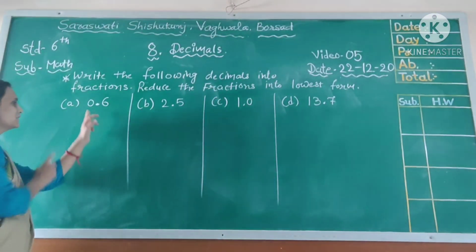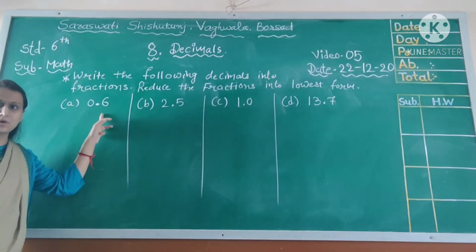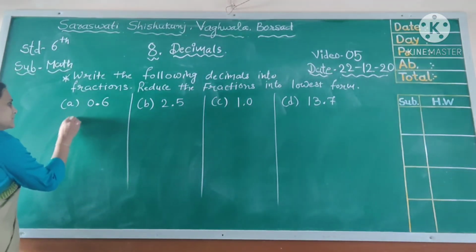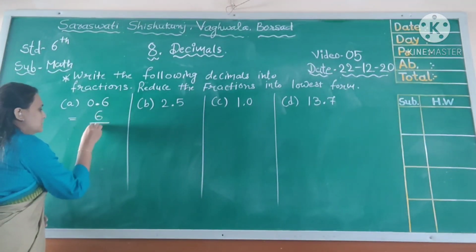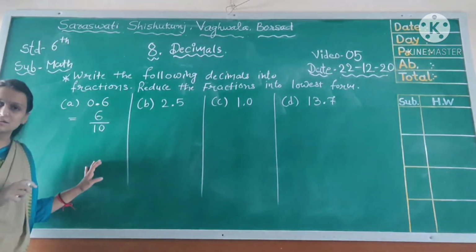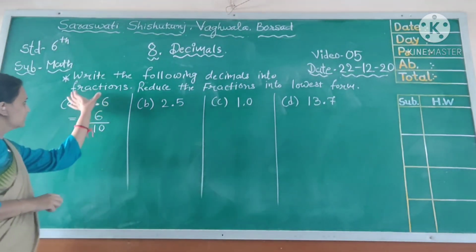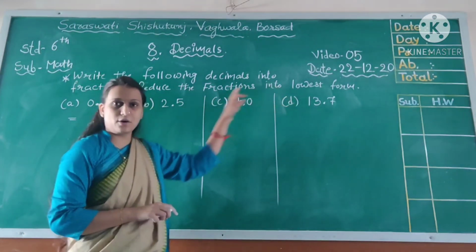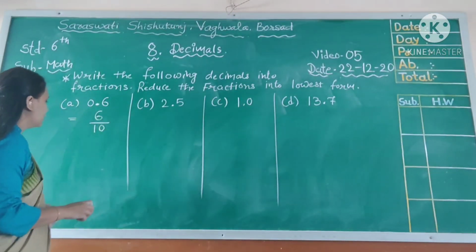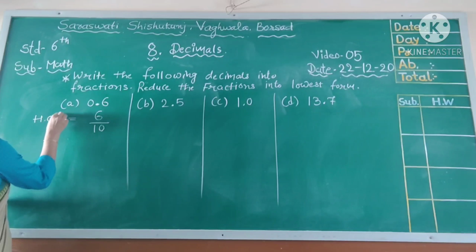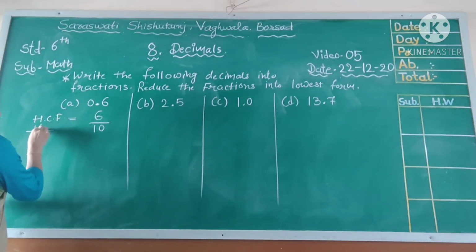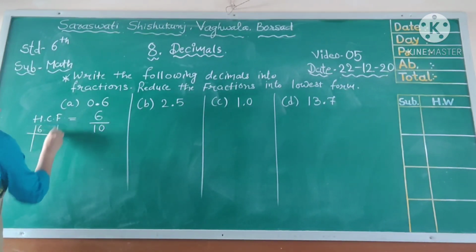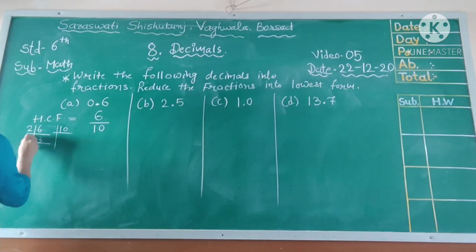In the first number we have given 0.6. Here 6 is at the tenths place, so we can write the number as 6 upon 10 because 6 is at the tenths place. Okay. Now we have converted the decimal number into fraction form. Now we have to reduce the fraction into lowest form. So to convert to the lowest form, we have to first find the HCF of the numbers. So the HCF of 6 and 10.